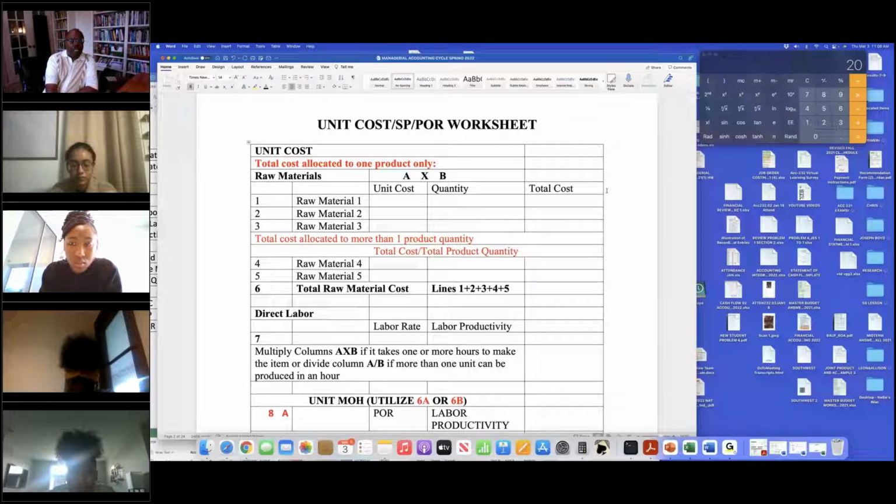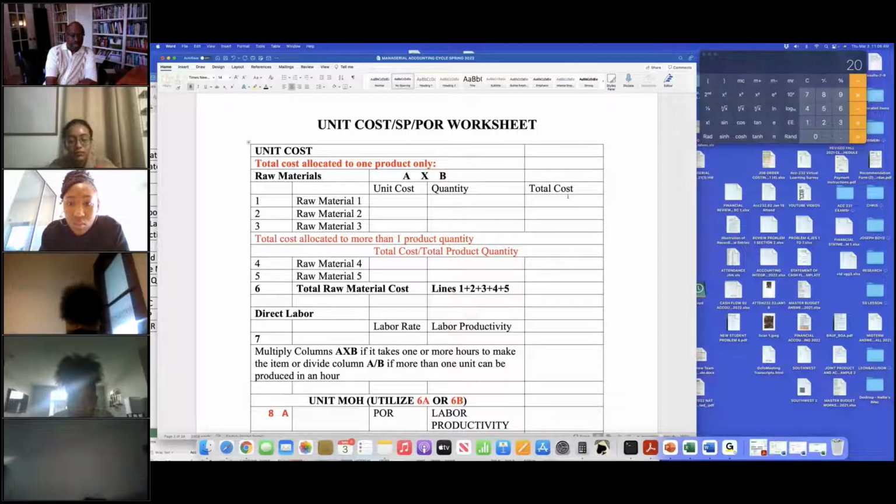The first thing you calculate is the raw materials cost. In the problems that we're looking at, what we're buying is allocated only to one product. And so we're simply multiplying the unit cost times the quantity to get the total cost. If it has more than one raw material, we multiply each one to get the total cost. That's all we're working with now.